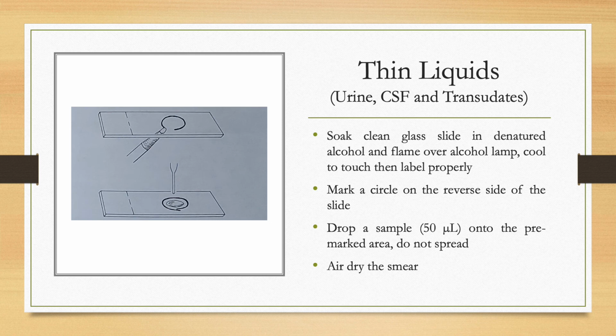If you are using a thin liquid, such as urine, CSF or cerebrospinal fluid, and different transudates, you again need to sterilize your slide and then make a circle on the reverse side of your slide. This is to maintain a boundary for your smear. And then you drop around 50 microliters onto the pre-marked area. Now, you do not spread this liquid. Rather, you allow it to dry within the pre-marked area. And after that, you can heat fix and proceed with staining.